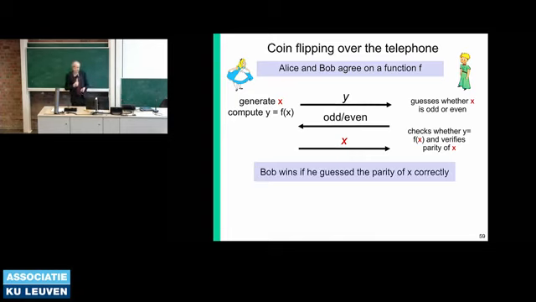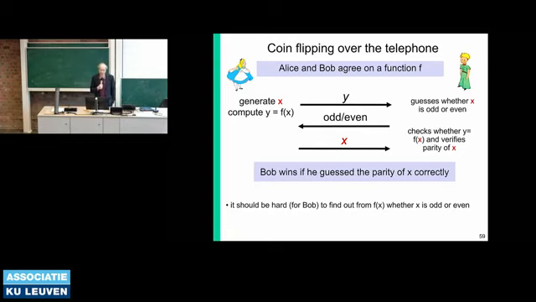Of course, we need some security. And so, of course, if Bob gets the parity correctly, the 0, then he wins. Otherwise, Alice wins. So, of course, you want 2 security properties. First, the commitment should be hiding, which means if Bob looks at Y, he shouldn't be able to tell anything about X. Right? So, more or less, looking at Y, it should not be possible to find out any information on the least significant bit of X.